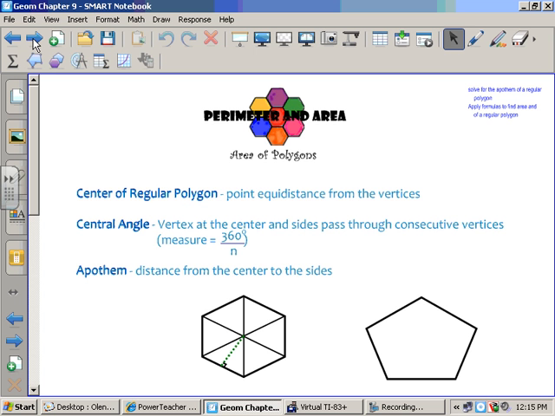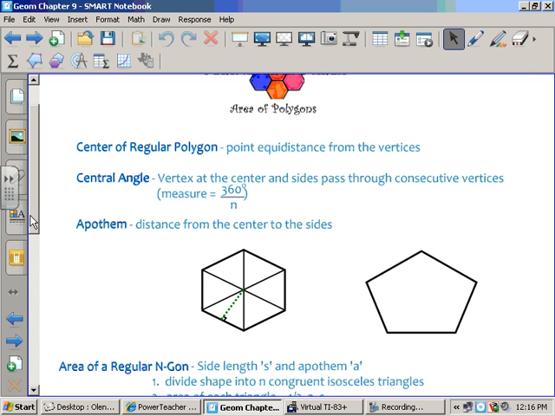The first one is the center of a polygon. It works like the center of a circle. It's the point that is equidistant to all the vertices. So it's the same distance from here to here, here to here, there to there. Okay, that's the center of a polygon, equidistant to all the vertices.